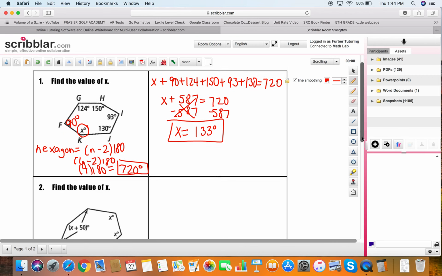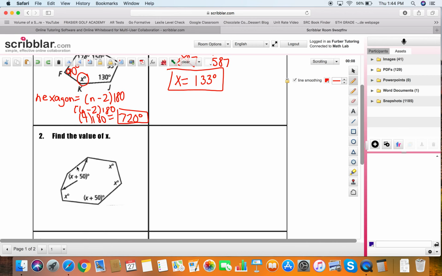Okay? All right, now this next example has 1, 2, 3, 4, 5, 6, 7 sides. So this is a septagon. When it has 7 sides, I'm going to plug that into the formula. And I'm going to get 5 times 180. That's going to give me 900 degrees.